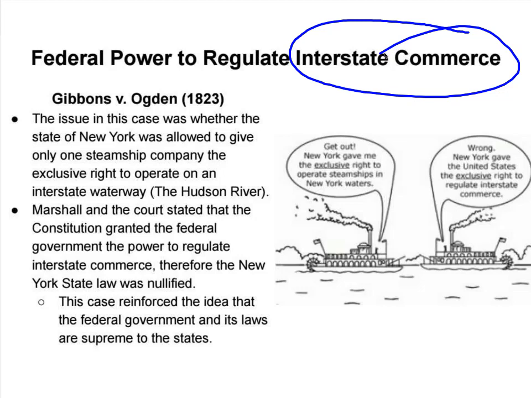It also clarified again the Supremacy Clause, because the Supremacy Clause applies, as I mentioned before, to enumerated powers, and the Interstate Commerce Clause enumerates a power for the federal government to regulate interstate commerce. So New York State was rejected in its ability to do this.